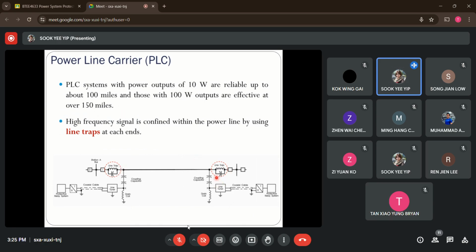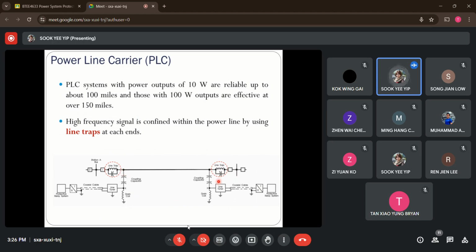At the same time, this high frequency signal, which is the signal you want to exchange, you have to confine within the line that you want to protect. Which means that if I want to exchange the signal, this signal should not go to the next line section. It should not escape from, let's say, this bus bar here and go to the next line system. How I can confine this high frequency signal between this line is by using the line trap that is placed at both ends of the transmission line.